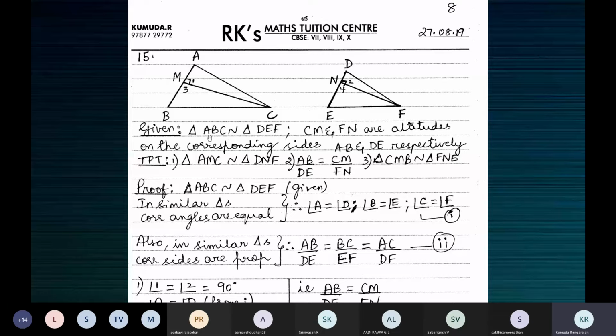So now the whole triangles ABC and DEF are similar. Whenever we have two similar triangles, let's first write down the results that follow from the similarity of the two triangles. In two similar triangles, corresponding angles are equal and their corresponding sides are proportional. Let's first write that out. That's what you see here.